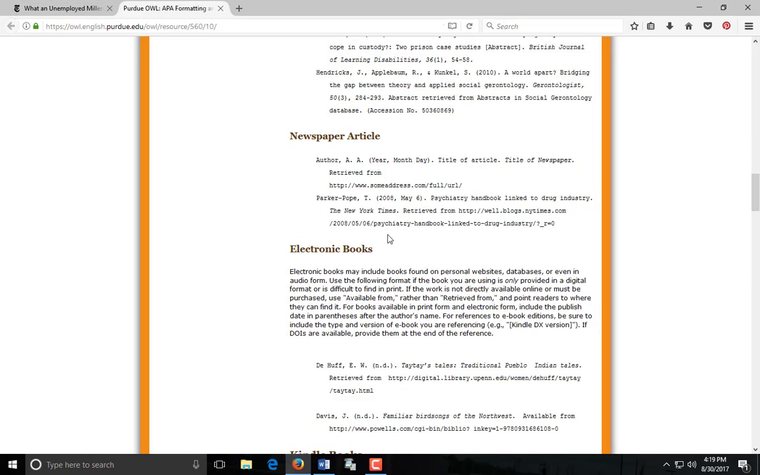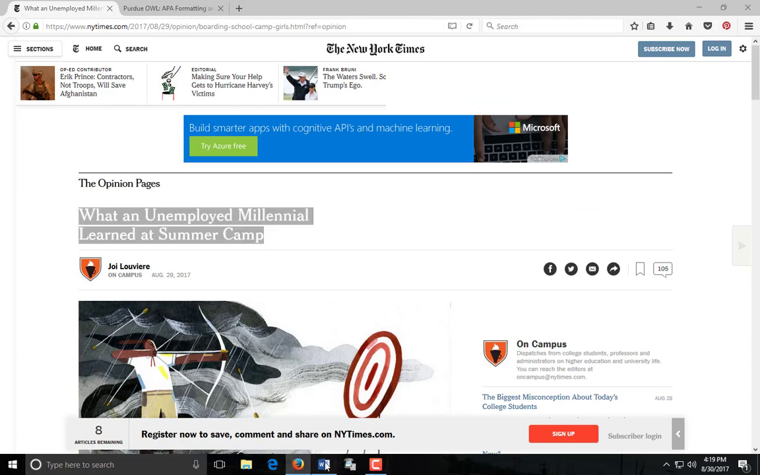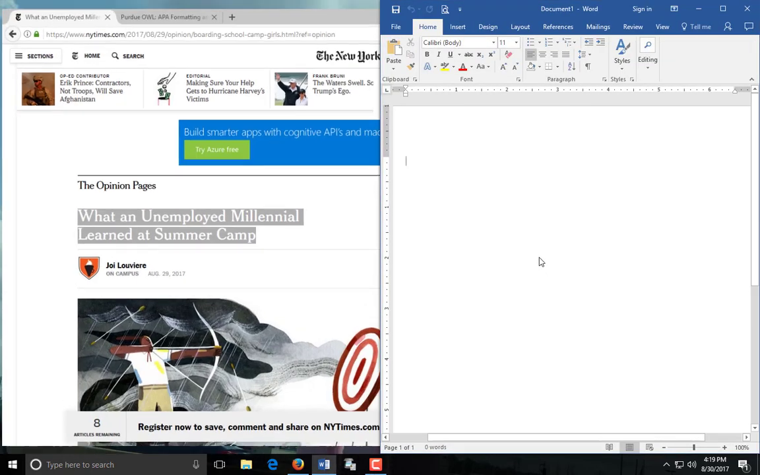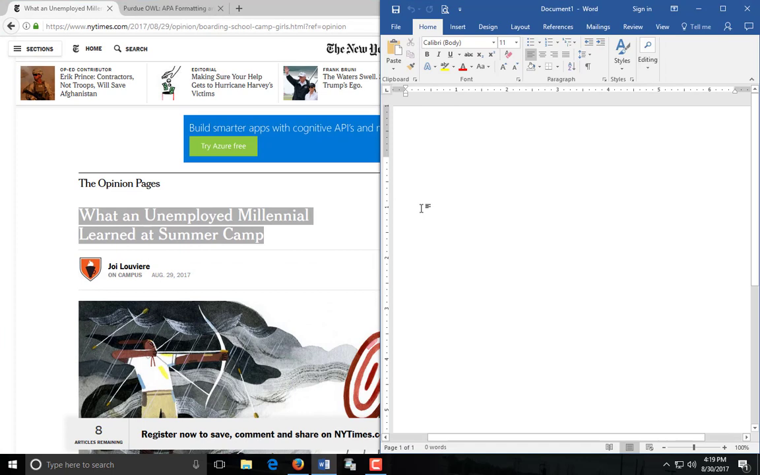So we look over here, this is the format for references. So it's author's last name, first initial. This is for a newspaper article. And then year, comma, month, day in parentheses, title of article, title of newspaper, retrieved from, and then the link. So we'll take this and I'll go and open this to the side, and let's see, so copied that.